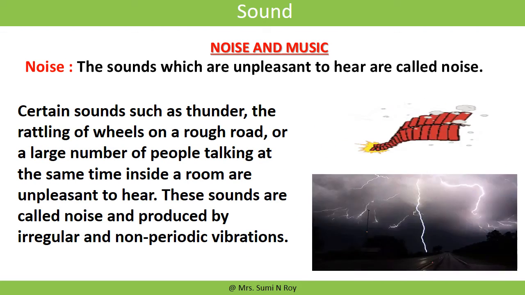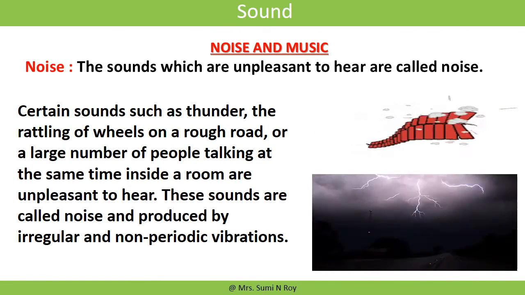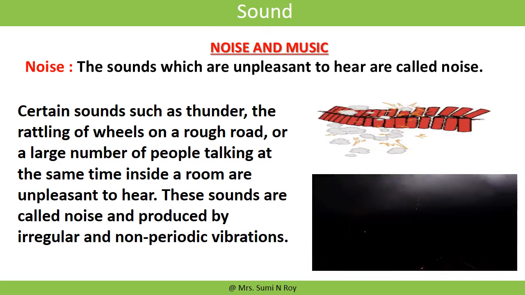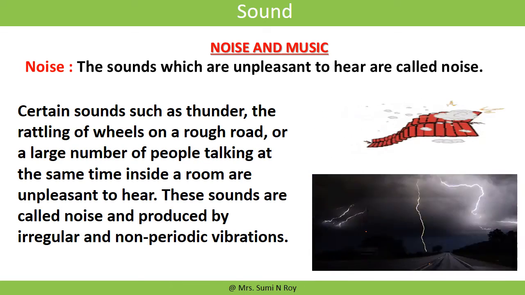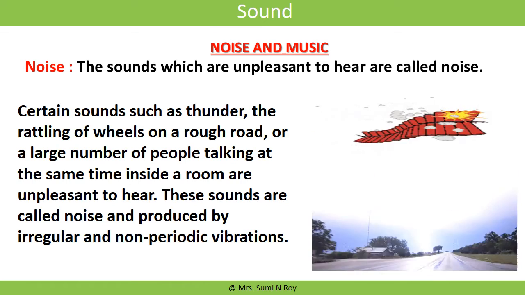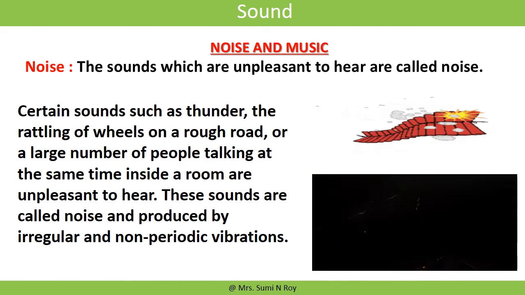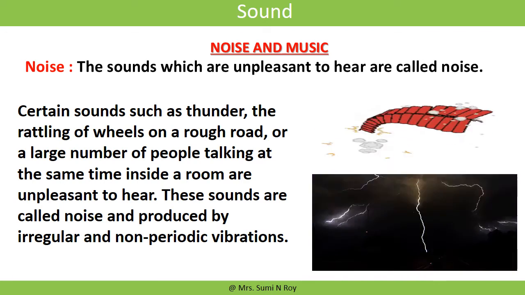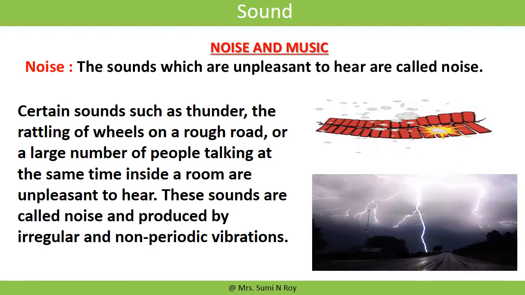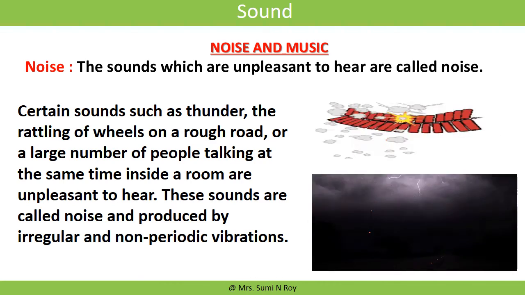Now, as we know about music, which are the pleasant sounds, the sounds which are unpleasant to hear are called noise. Certain sounds such as thunder, the rattling of wheels on a rough road, or a large number of people talking at the same time inside a room are unpleasant to hear. These sounds are called noise and are produced by irregular vibrations.